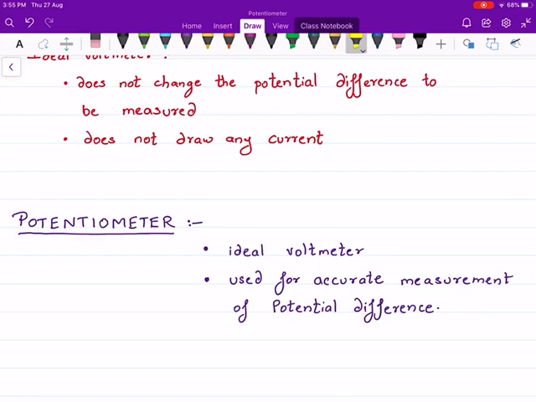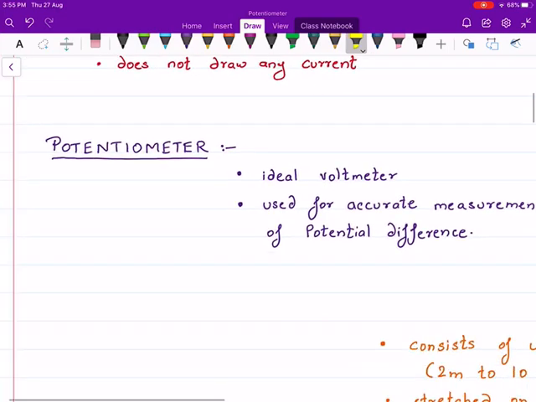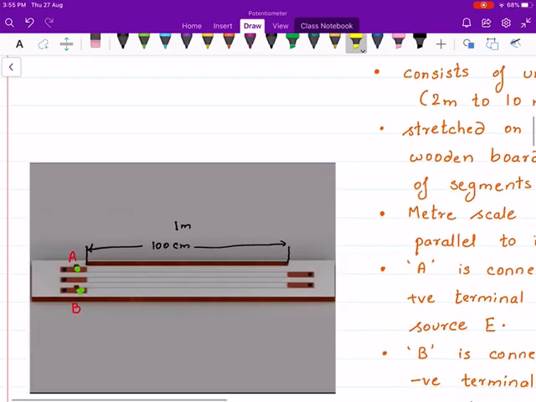It is the ideal voltmeter. It is used for accurate measurement of potential difference. Okay, so first let's see how this potentiometer looks.